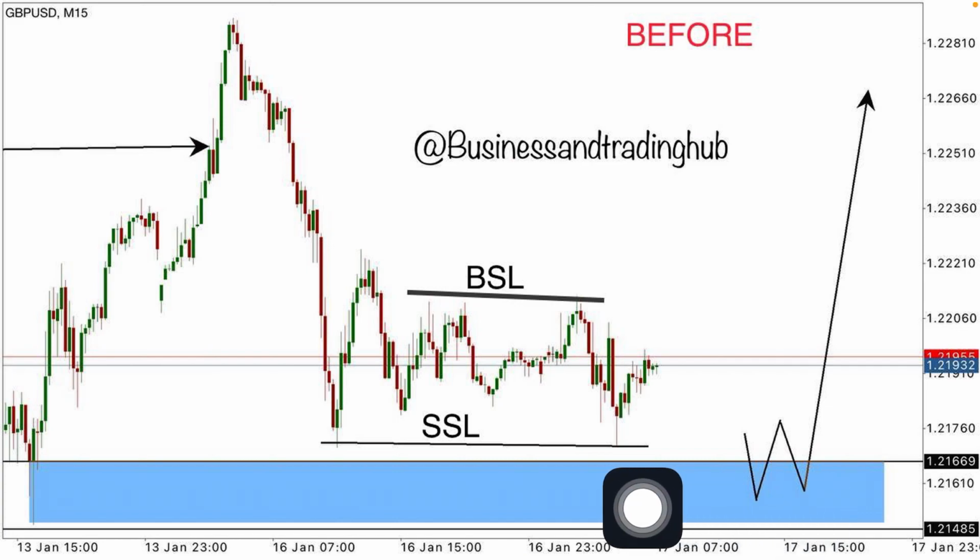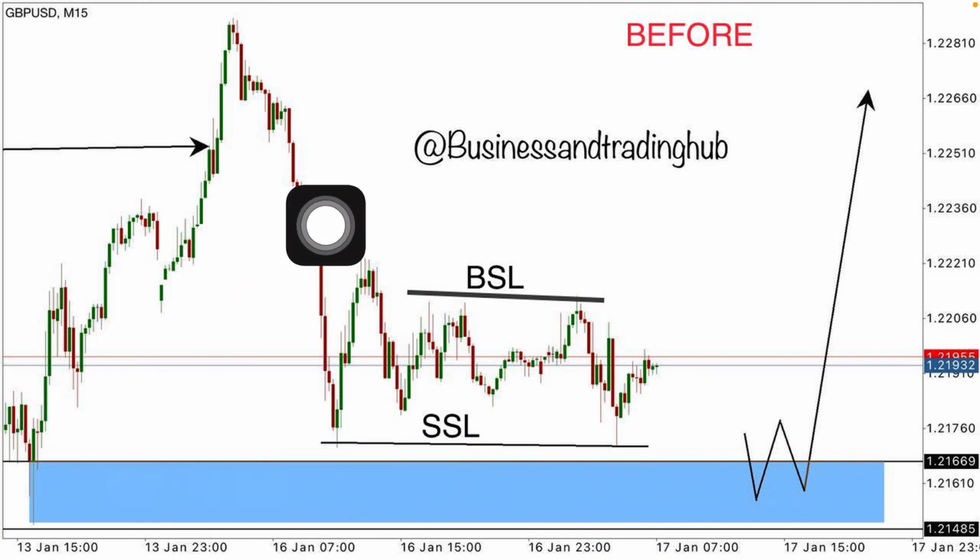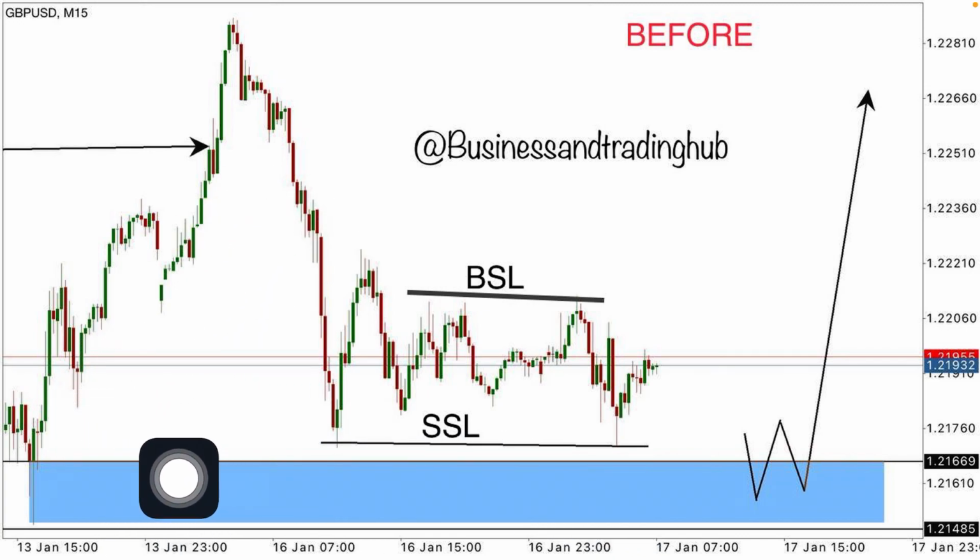Now look at this trade. This is a GBP USD 15 minutes. This is sell side liquidity, SSL. Retailers may have placed their stop losses here. They think this is an equal low, or double bottom, and they must have placed their stop loss right here. I know that institutions would want to step into this zone, raid this stop loss, this sell side liquidity, before going up for a buy position.